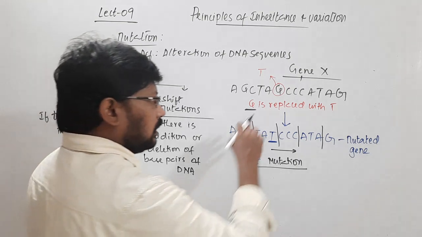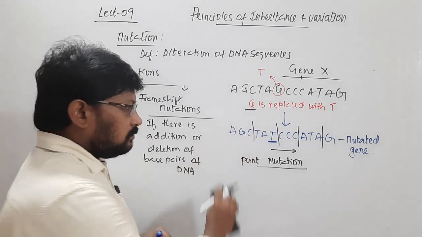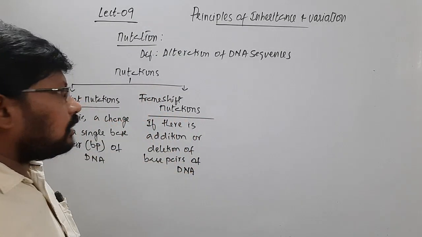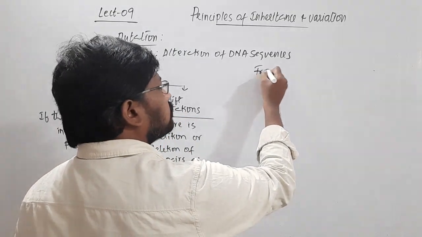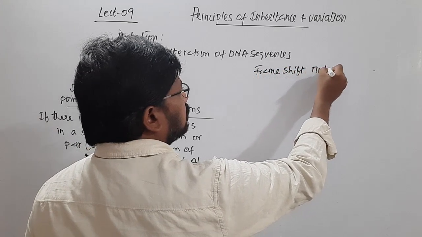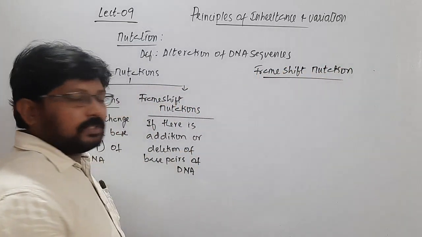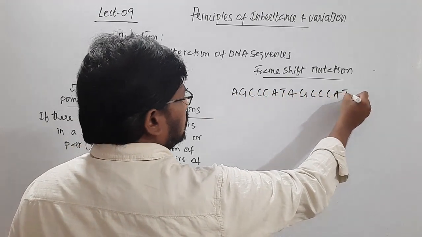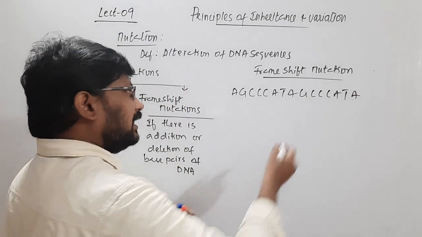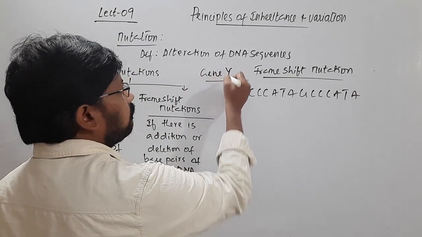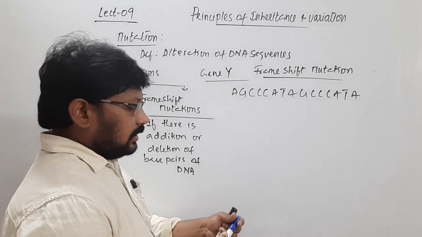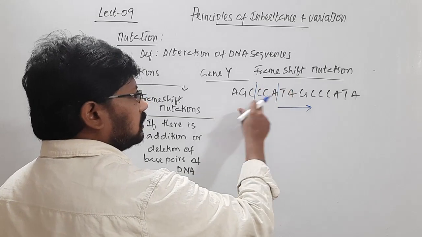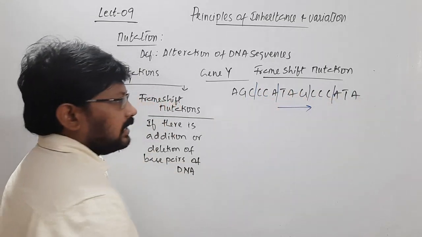Now coming to the frame shift mutation. In case of frame shift mutation, we'll take a sequence A, G, C, C, T, A. Some sequence I have taken, and again we'll say this is some gene Y. I told you that genes will be read in a particular direction, and say this is the direction, and it will be read in three letters. So this is how we see.